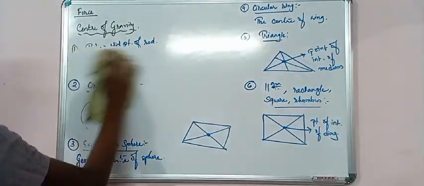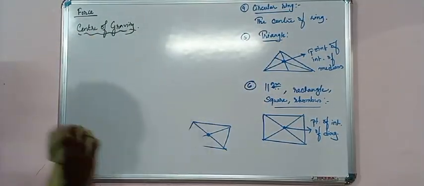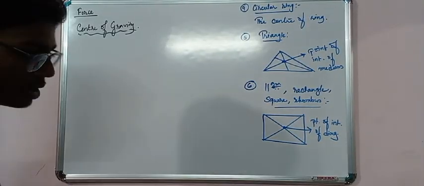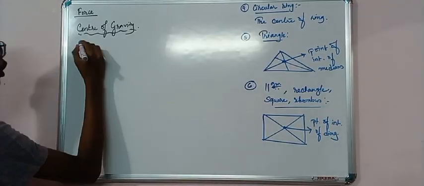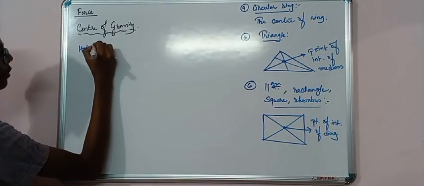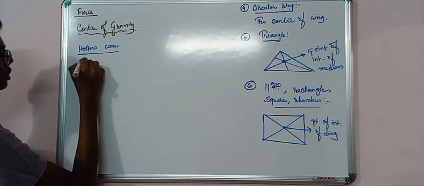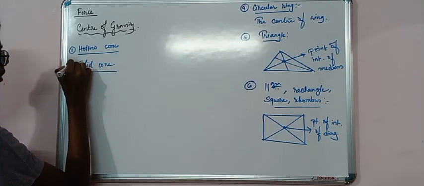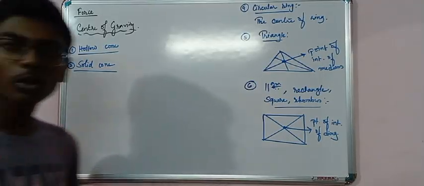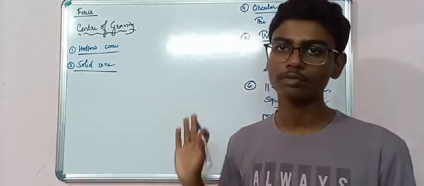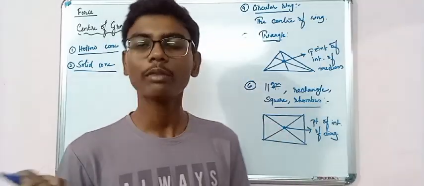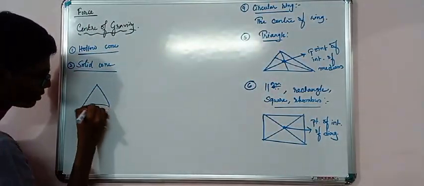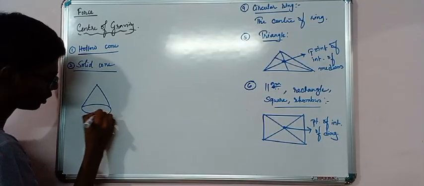Numericals come from the portion which I am going to tell right now. Now we have two things, hollow cone and solid cone. These are the two things, number 1, number 2. Hollow cone and solid cone, these are the two things that we have to know. At first let us know what is hollow cone and what is solid cone. Let me draw a cone for this. I'm just roughly drawing it.